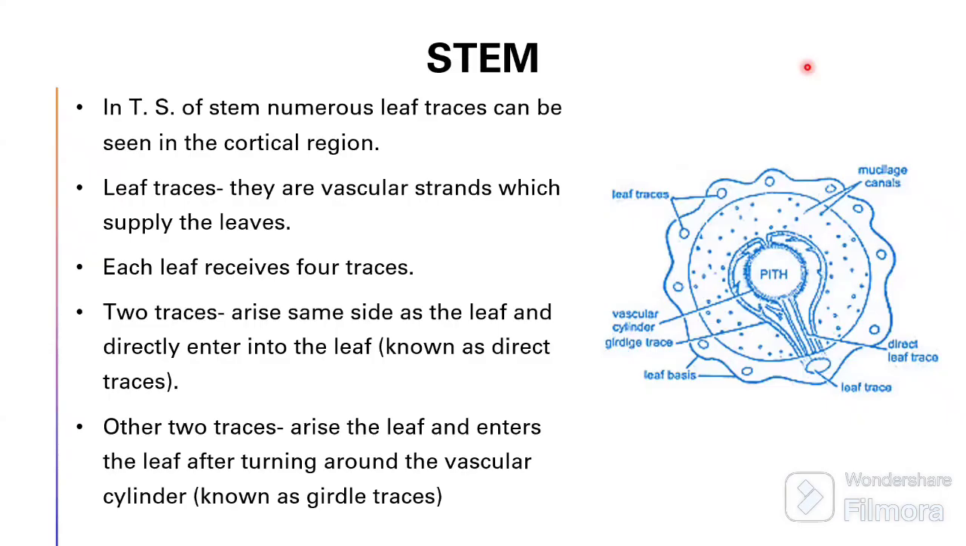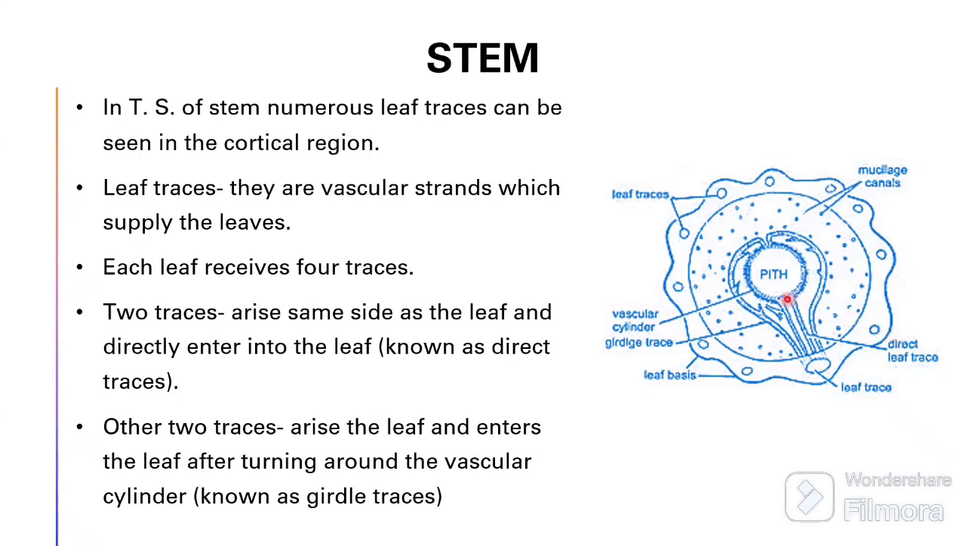In stem, numerous leaf traces can be seen in the cortical region. What are the leaf traces? These are the vascular strands which supply the leaves, and each leaf receives 4 leaf traces. 2 traces arise on the same side as the leaf and directly enter the leaf. These are called direct leaf traces.